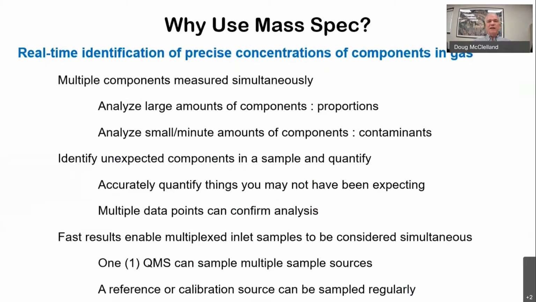So one mass spec can serve to measure the inlet, the intermediate, and the outlet of a process. It can also periodically introduce a calibration standard to verify your measurements, so that you know you have a very accurate measurement at all times during your operation.